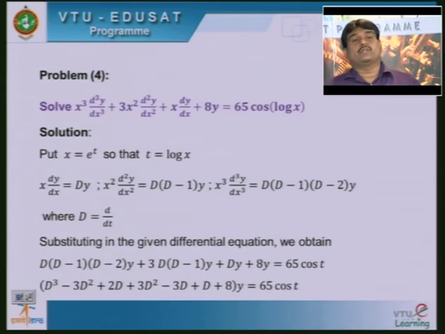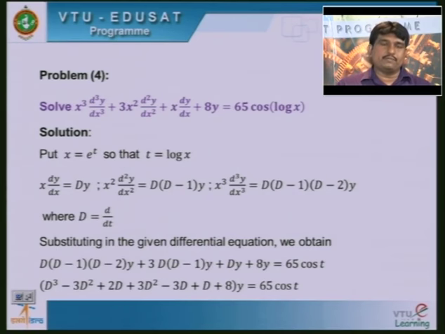Problem 4. x cube into d cube y by dx cube plus 3x square into d square y by dx square plus x into dy by dx plus 8y equals 65 times cos of log x. Yes, coefficients are according to the rule, so it is Cauchy's differential equation. Use the substitution x equals e to the power of t, then t becomes log x. As usual, x dy by dx becomes Dy, x square d square y by dx square becomes D into D minus 1 y, and so on.